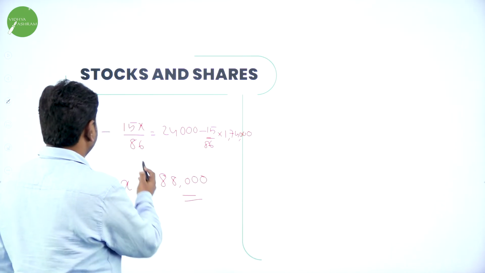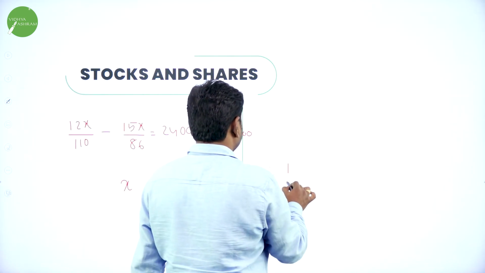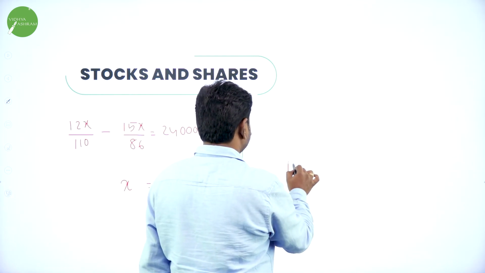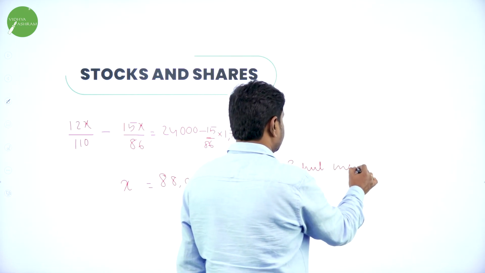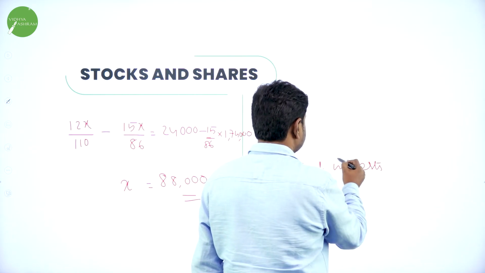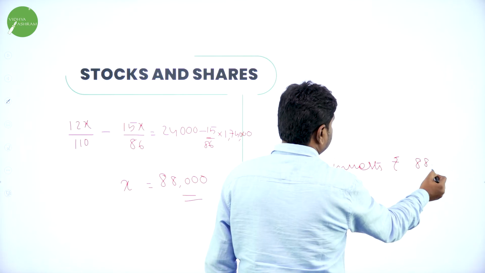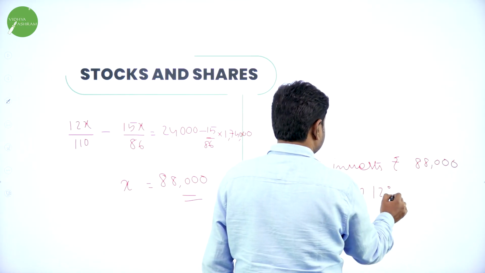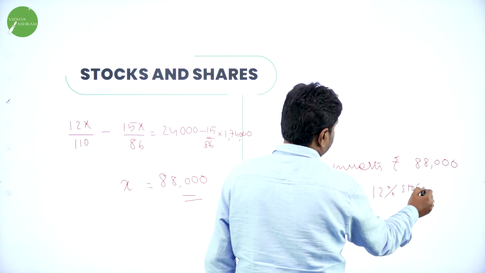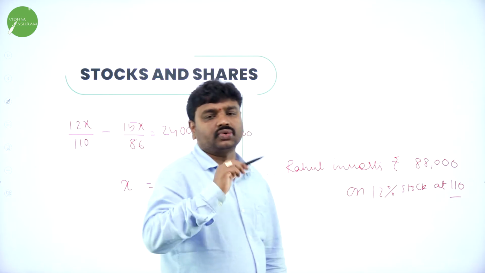So you take LCM like in the last case. Therefore, what is the conclusion? Rahul invests X rupees, we said, and X we also got. So Rahul invests 88,000 rupees in 12% stock at 110. This is the conclusion.